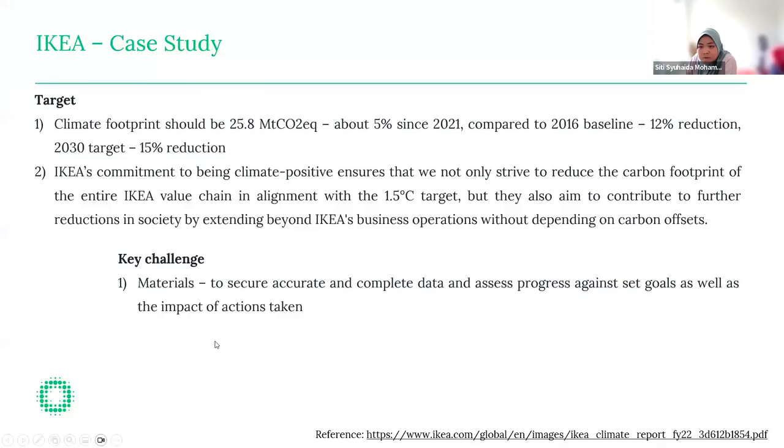Now I'm going to talk about the case study and application. Here is about the IKEA company. This one is taken from the climate report in 2022. They have a target that their carbon footprint should be reduced to 25.8 megaton CO2 equivalent. They compare it with their baseline in 2016, from which they already reduced about 12%. And their target in 2030 is about a 15% reduction.